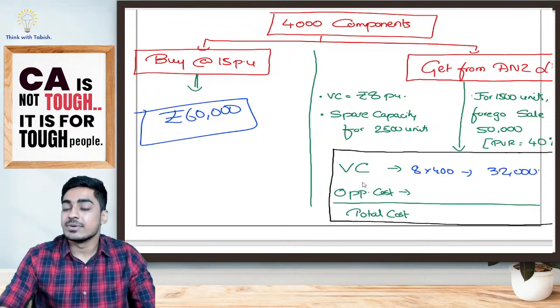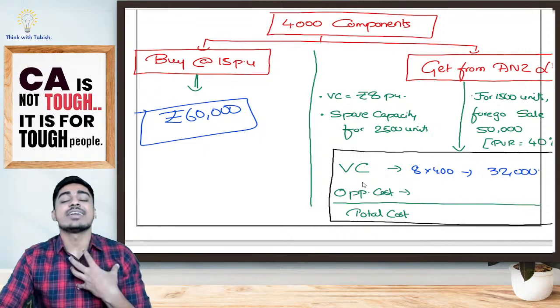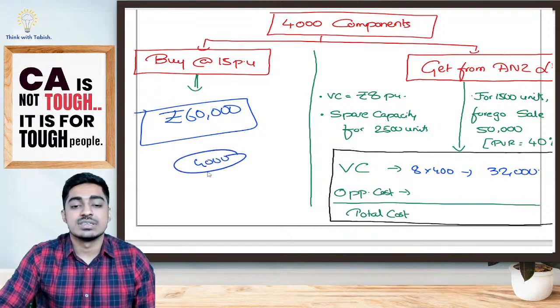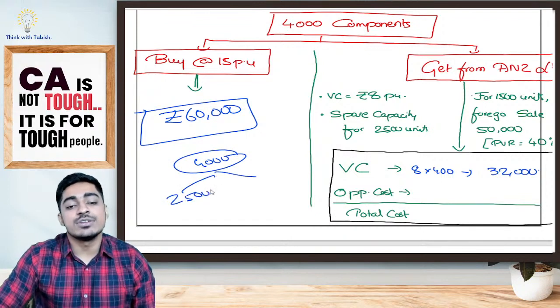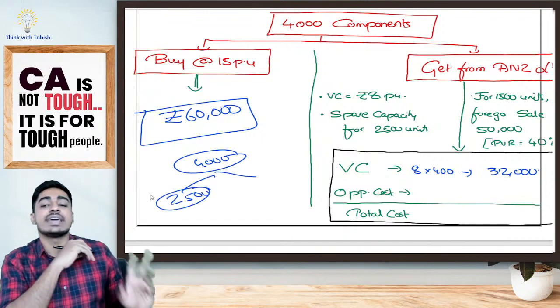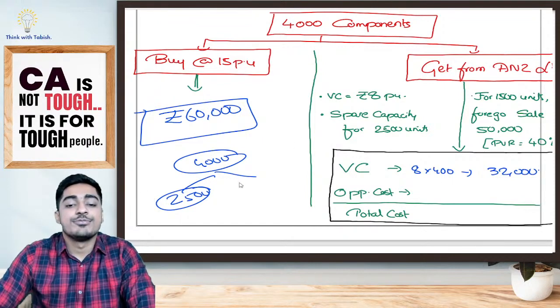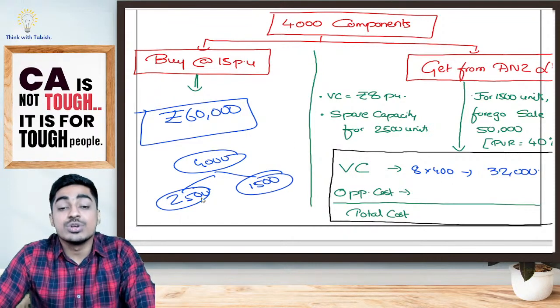But wait, what is happening? We are not having sufficient capacity. Total we want 4,000 units. In that, for 2,500 units, we have spare capacity. Employees are lying idle, so only 8 rupees is a variable cost, only 8 rupees is relevant. For the balance 1,500 units, what do we need to do?